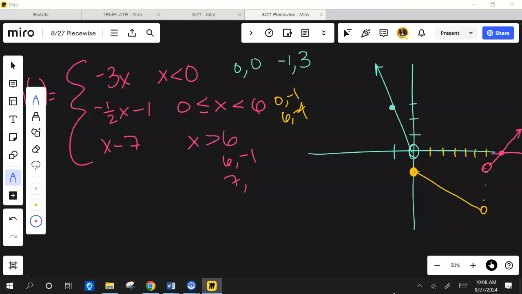What is my domain? -infinity. There you go, to 6. Why do I have double brackets at the 6? They're both open circles.